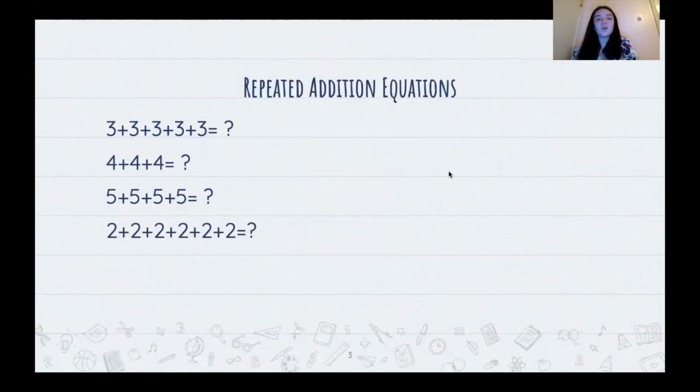So now we're going to go into another warm-up, just repeated addition equations. We're going to take these and turn them into a multiplication problem. So we have 3 plus 3 plus 3 plus 3 plus 3. We have the number we're repeating times the number of times we do it. So 1, 2, 3, 4, 5. So this one would be 3 times 5.